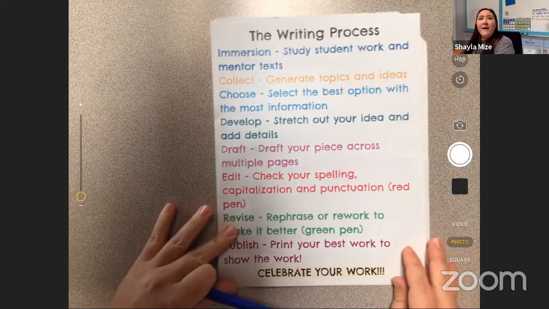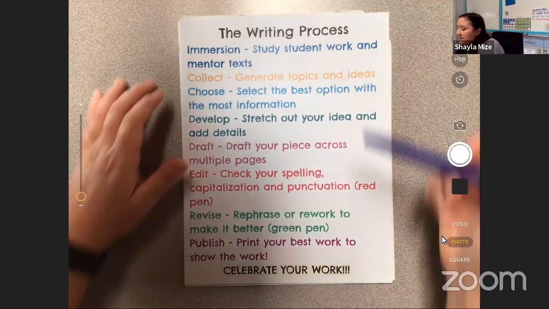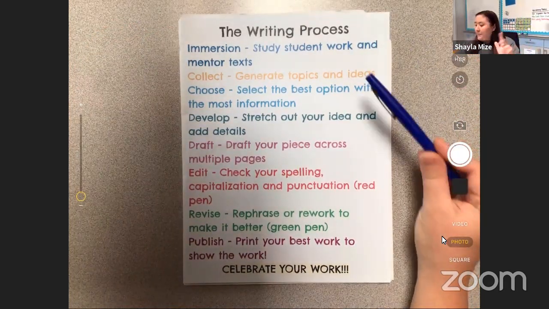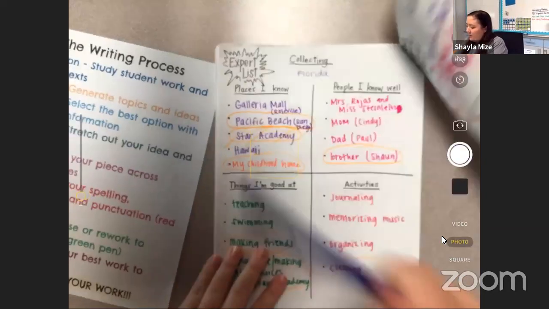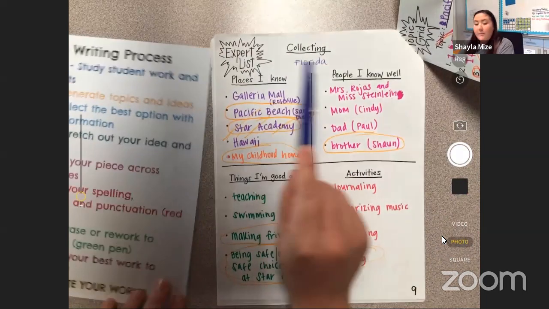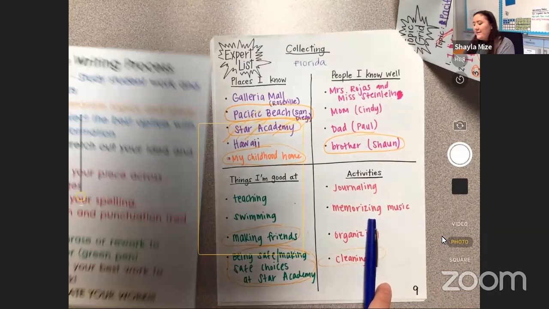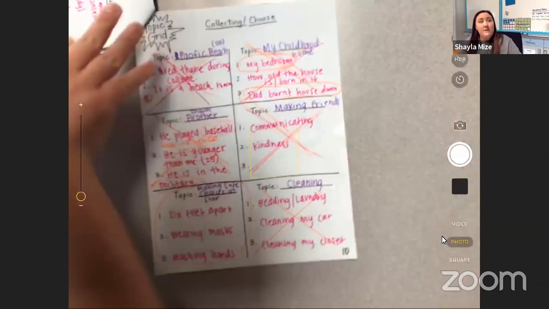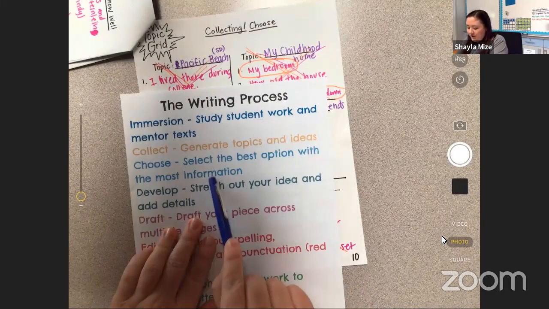Okay, so we have the writing process. We have already done the immersion where we studied first grade work, second grade work, and third grade work. We have collected all of our ideas over here on places I know, people I know well, things I'm good at, activities. We then circled our 6 choices and we chose the best option with the most information.